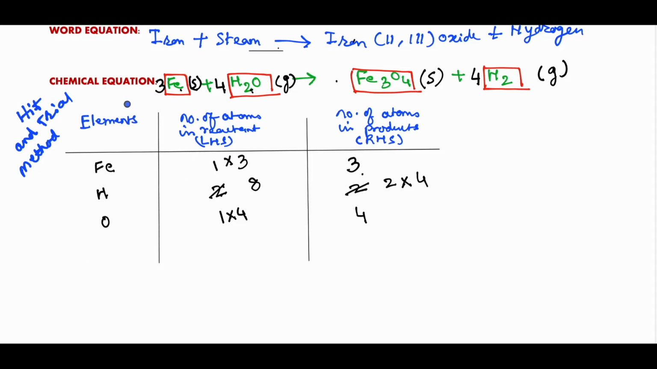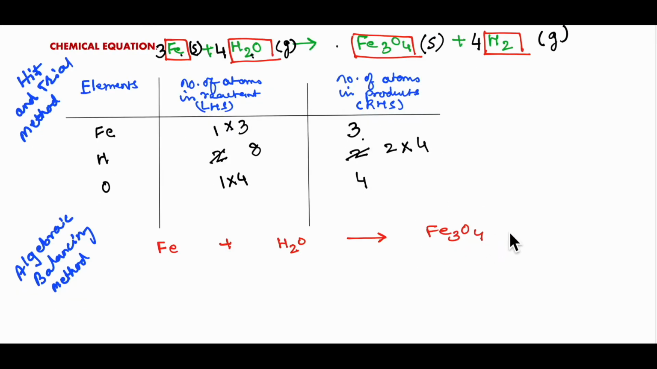Now let us balance the same chemical equation by the second method, that is the algebraic balancing method. Let us understand this one. Let me first write down the chemical equation for the same. It is iron plus water in the form of steam gives Fe3O4 plus H2.